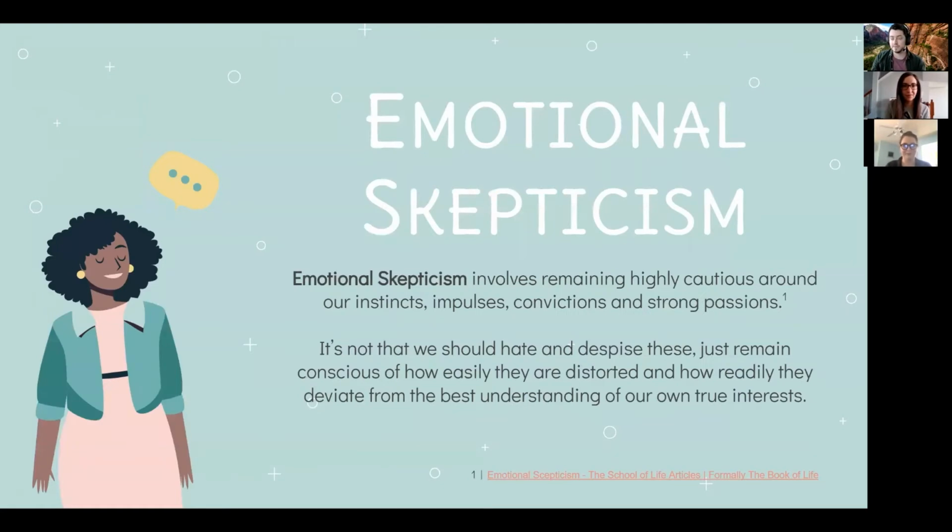What we're ultimately looking for when interacting with media and how it might affect our brain is to cultivate a sense of emotional skepticism. That is, if we encounter something that provides us with a very emotional response when we read it or see it, we approach that response with a degree of skepticism. This involves remaining highly cautious around our instincts, impulses, convictions, and strong passions.